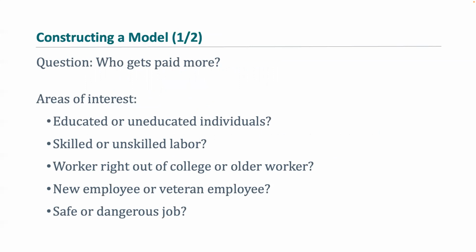Now, when we move on to constructing a model, a good example is the question, who should get paid more? We have a few areas of interest that we've listed. So we have educated versus uneducated individuals, skilled or unskilled laborers, workers that have just finished college or workers that are older, new employees versus veterans, or safe and dangerous jobs. All of these things are interesting to consider. But on the last question, let's focus on that a little bit more.